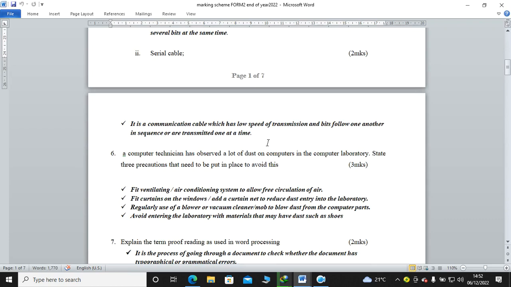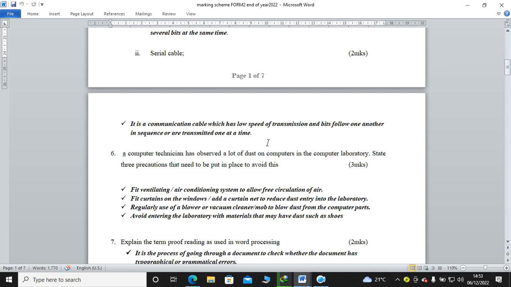Then, guys, we have question number 6. A computer technician has observed a lot of dust on the computers in the computer laboratory. State 3 precautions that need to be put in place to avoid this. So here we are talking about availability of dust in the computer laboratory. So what are the points or precautions you are supposed to take to ensure that there is no dust?